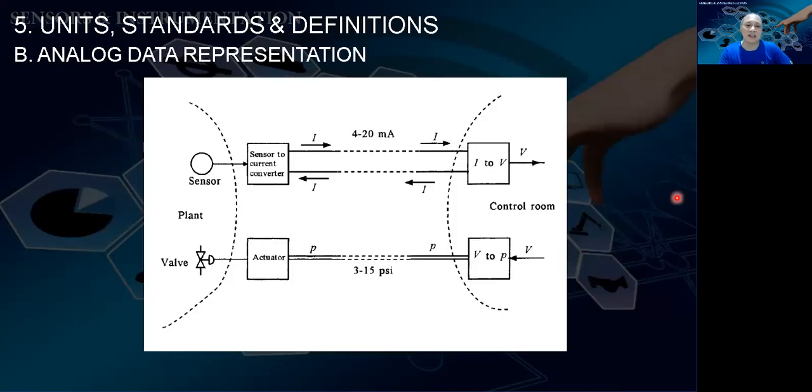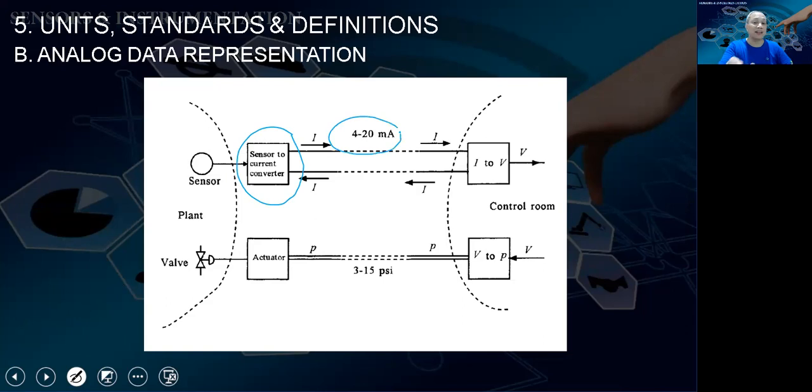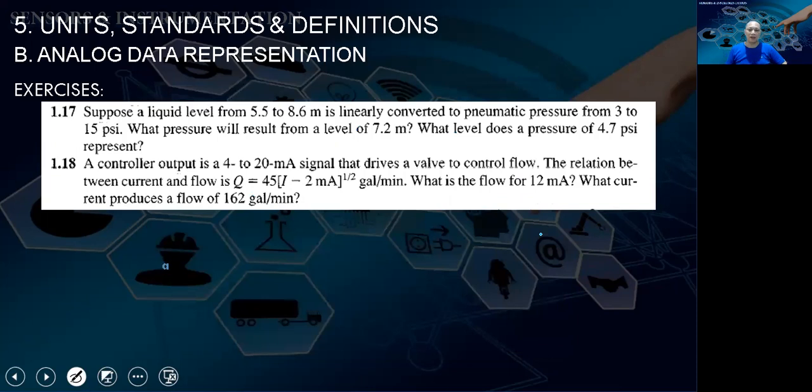And analog data representation, as I mentioned before, we can have this sensor to current converter here, I to V. So here we have the 4 to 20 that I mentioned before, and here we want to change the physical value in sensors so that it is converted to an electronic value. And similarly, some analog data representations are pressure and voltage, voltage to pressure, like current to voltage.